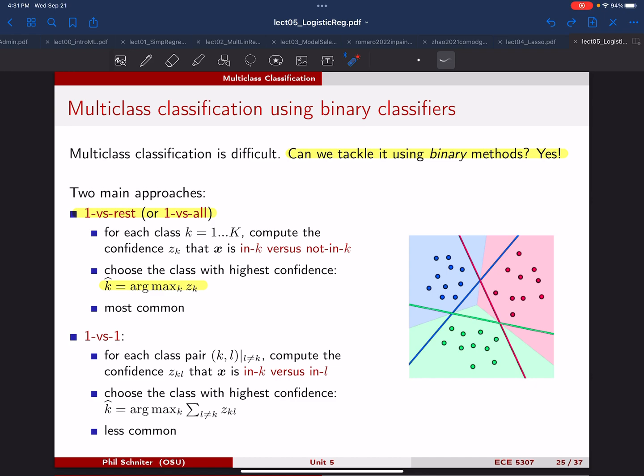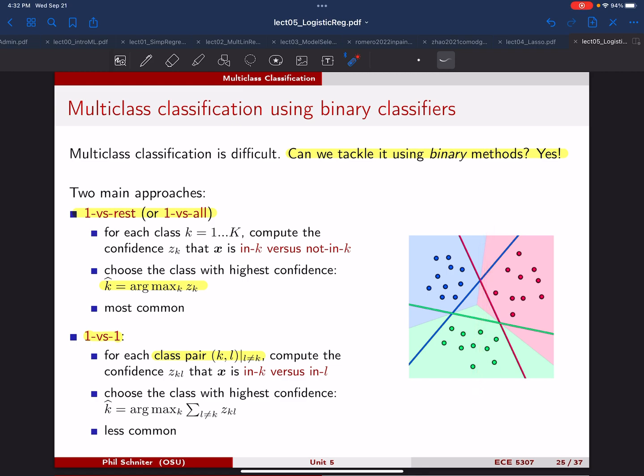Okay. So is that making sense then, that method? Okay. So another method is 1 versus 1. And so what you do now is you look at every class pair. So for example, I first look at blue versus red. I forget about green entirely. And I build a blue-red classifier, which might look like this.